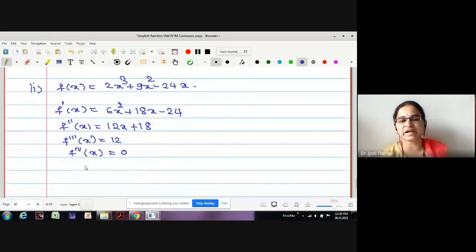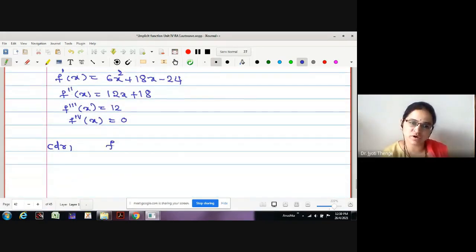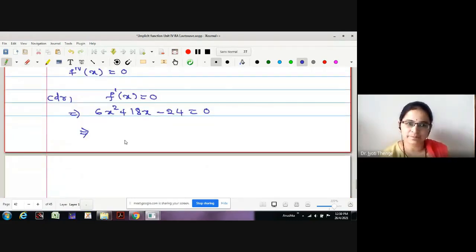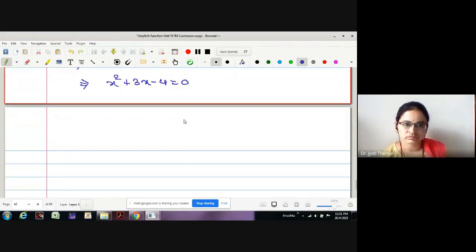And if you go on finding further derivatives, all the derivatives will be 0, no doubt. What is the job? Find out the point at which the first order derivative is 0. Therefore, consider f dash of x equal to 0. What is f dash of x? 6x square plus 18x minus 24 is equal to 0. Can you tell me the points? Let me divide by 6. It is a quadratic equation. Tell me the values of x.